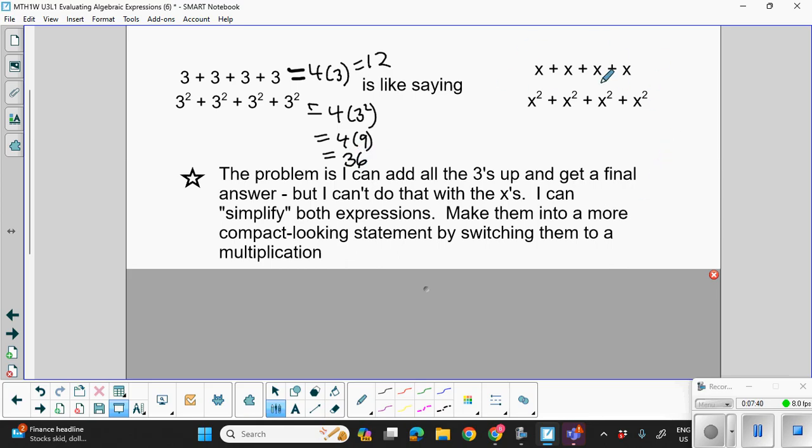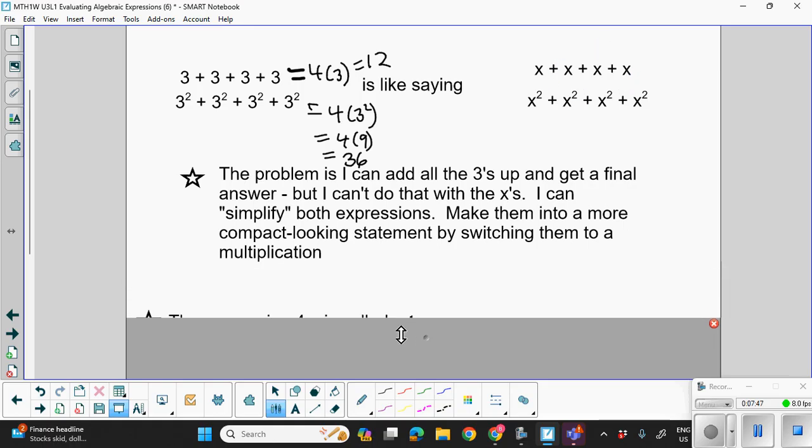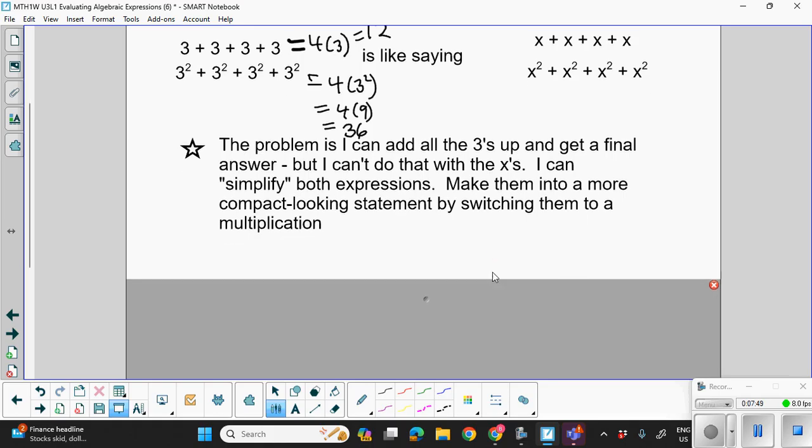But then what happens when I have these x's? I can't take my calculator and go x plus x plus x. So what we do is we take these, and just like I had 4 3's here, I have 4 x's. So that's like 4 times x. The x squared's almost the same thing, except I have 4 times x squared. So you can see that they look similar, but they are obviously different.